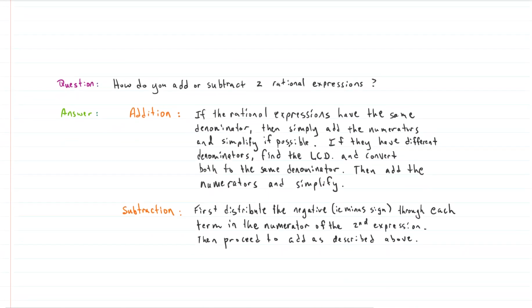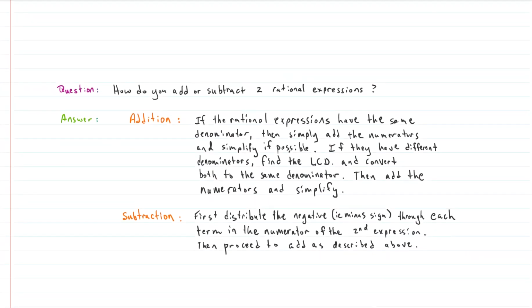Let's get started. So the question is, how do you add and subtract two rational expressions? If you're not sure what a rational expression is, you can check out the video on my YouTube channel about rational expressions. But the short version is they are fractions with polynomials in the top and in the bottom.